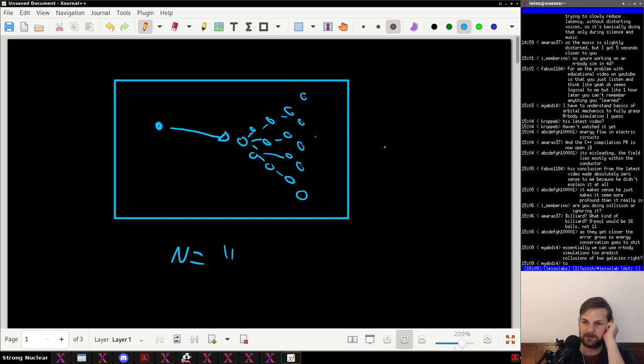As they get closer, the error grows, and the energy conservation goes to crap. Essentially, we can use n-body simulations to predict the collisions of two galaxies, right? Yeah, you could do that as well. You can use it to simulate any number of things.